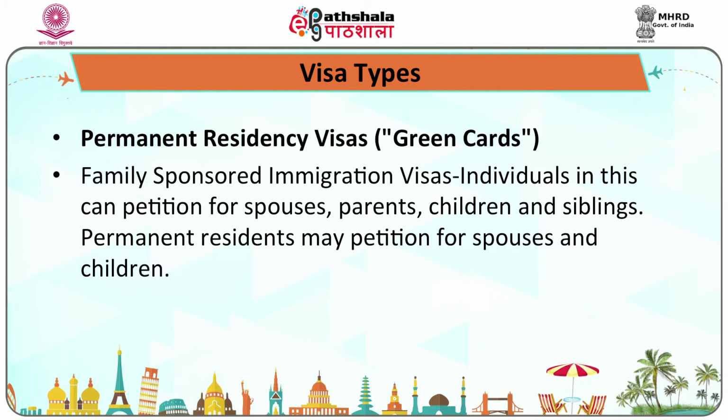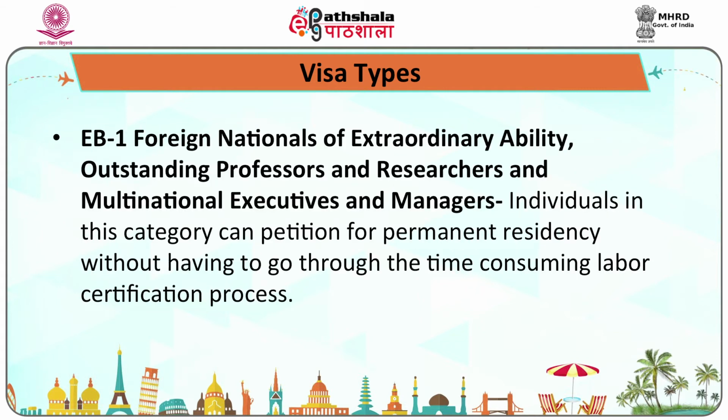Now secondly, I would discuss permanent residency visas, that is green cards. Firstly, family sponsored immigration visas. Individuals in this category can petition for spouses, parents, children and siblings. Permanent residents may petition for spouses and children. Employer sponsored immigrant visas, which are given via an employer for employment.